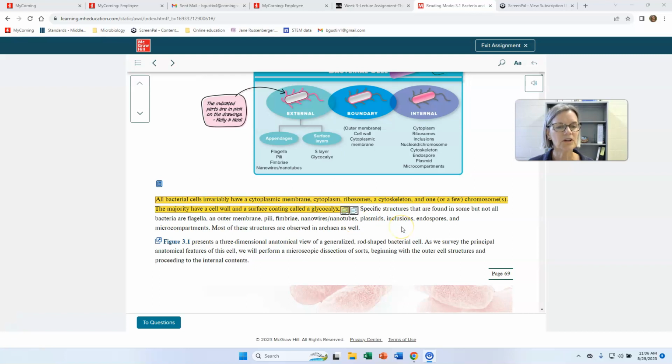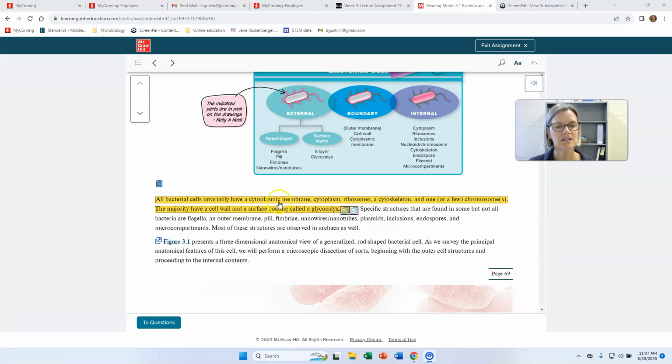So when we're looking at bacterial cells, one of the first things you say is, what do all bacterial cells absolutely need to survive? And when you look at the simplest structure of a cell, they have to have a cytoplasmic membrane. They have to have a boundary between the inside and the outside of the cell. And we're going to expand a little bit on each of these parts.